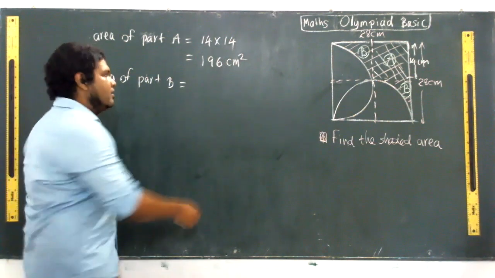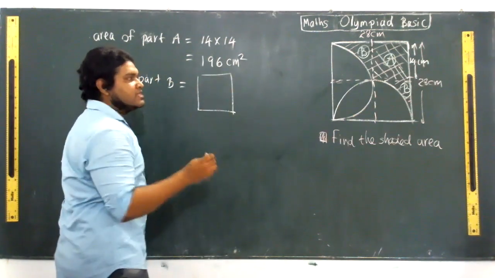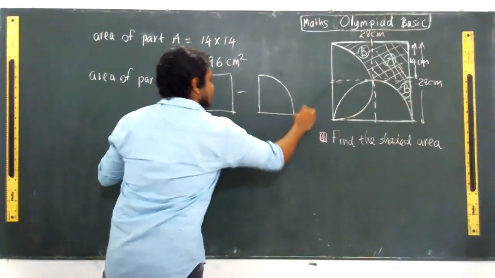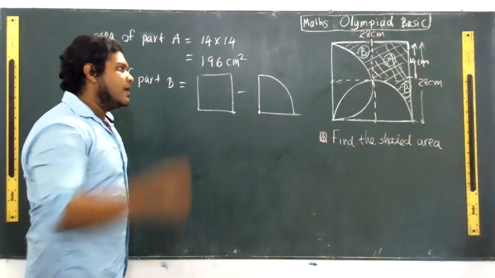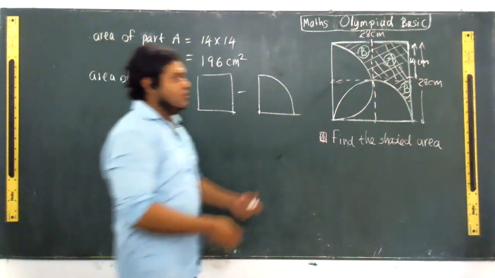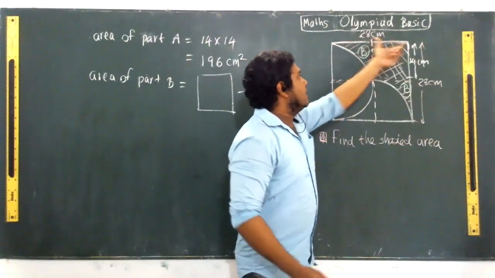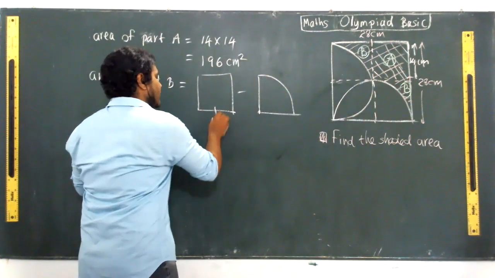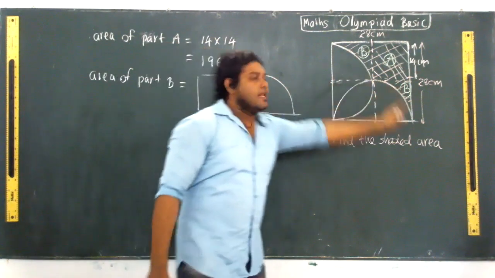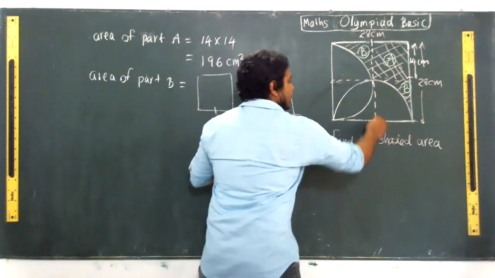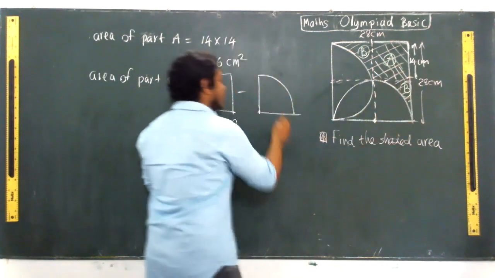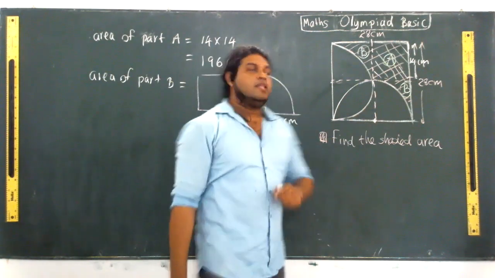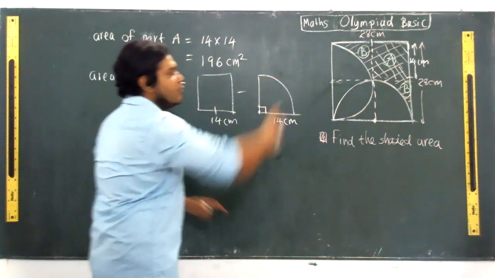From the square, a sector has been removed. What is the radius and what is the length of the square? The length of the square is easy, because half of 28 is 14. So the square side is 14. And how to find the sector area? The radius lies along the small square, so it is 14. And the angle is 90 degrees because it is a quarter circle. Therefore, we can find the part B area.